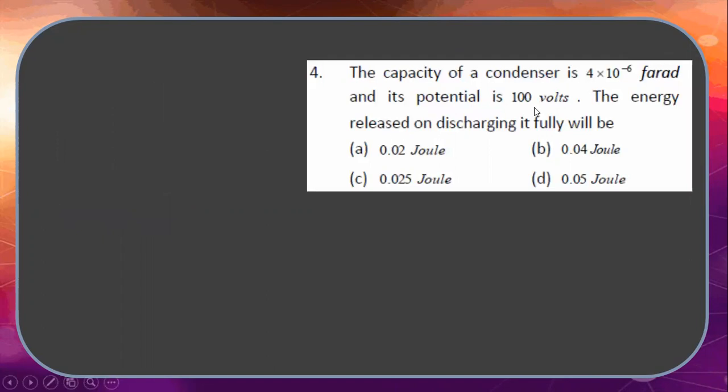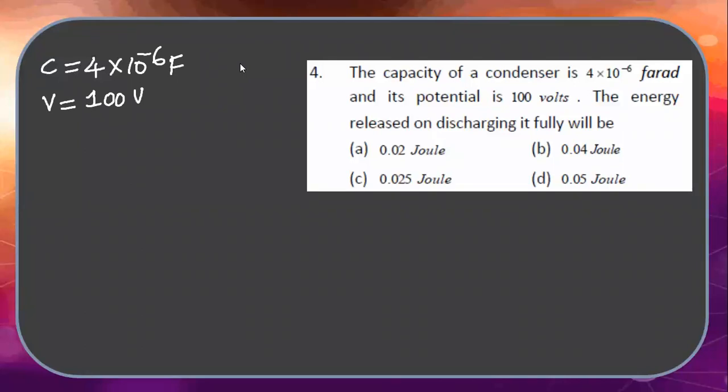The capacitance of the conductor is 4 into 10 power minus 6 farad, and its potential V is given as 100 volt. Find the energy released on discharging it fully. Same, the formulas we have discussed.